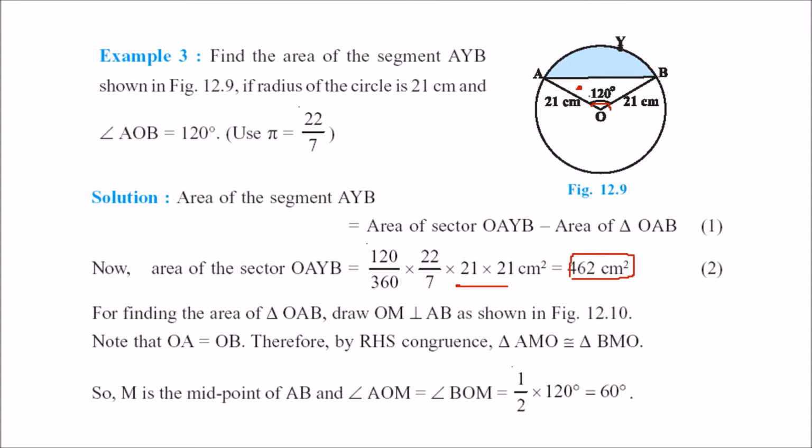So this is the complete area. One thing is clear. Now we are left with the area of the triangle. Now let me show you how we'll make it. This is your triangle.